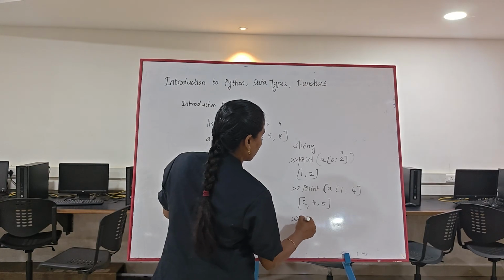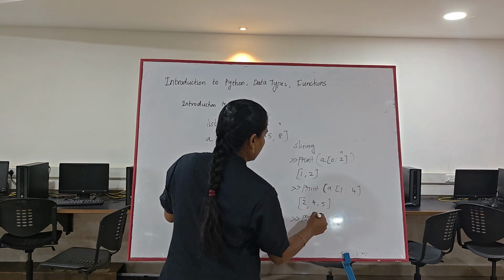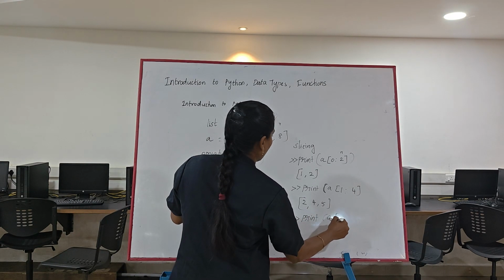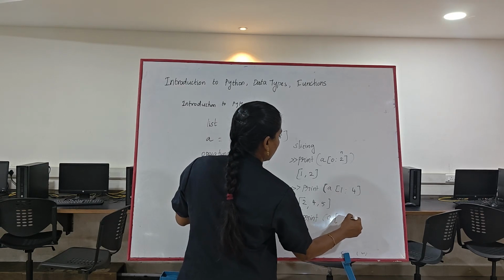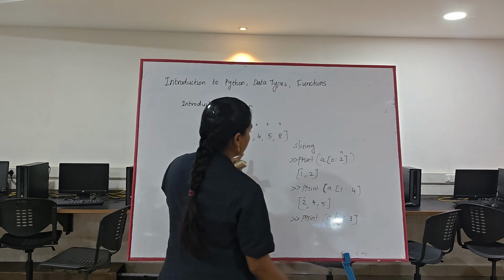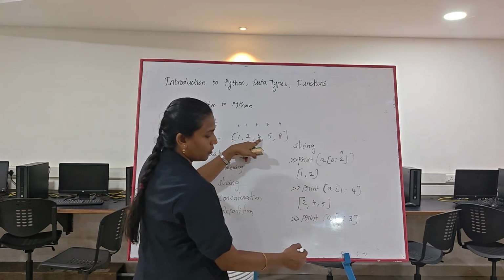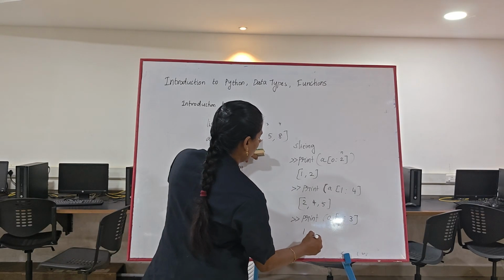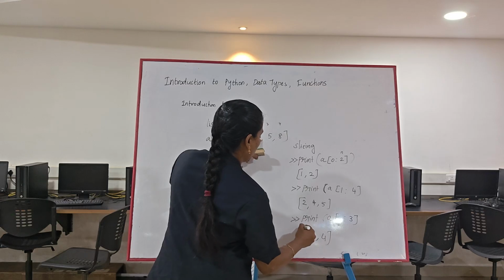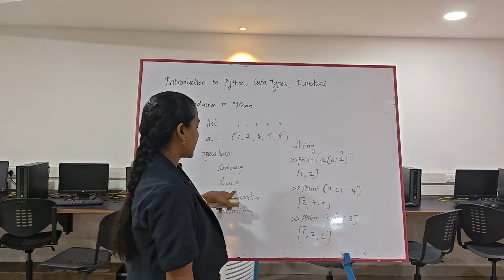Next one, slicing. We are going to give another example. Print A of colon 3. That means it starts from the first, 0, 1, 2. So the output is 1, 2, 4. This is the output. So this is slicing.